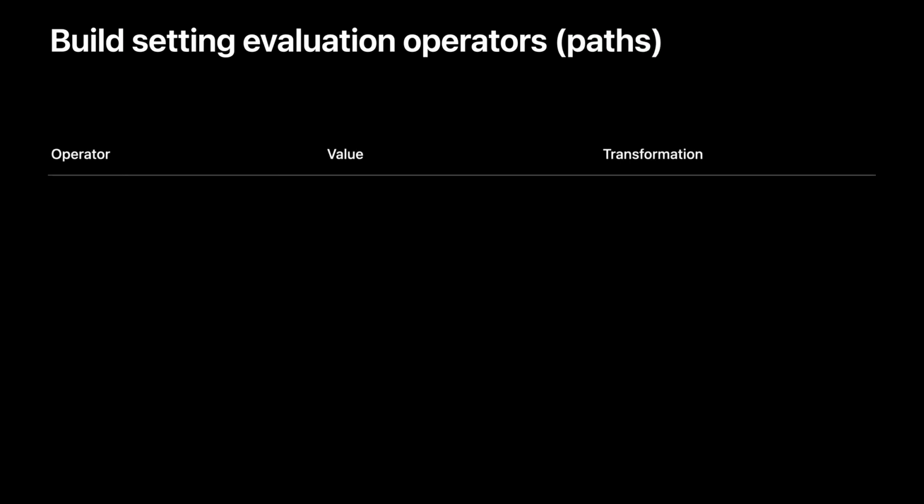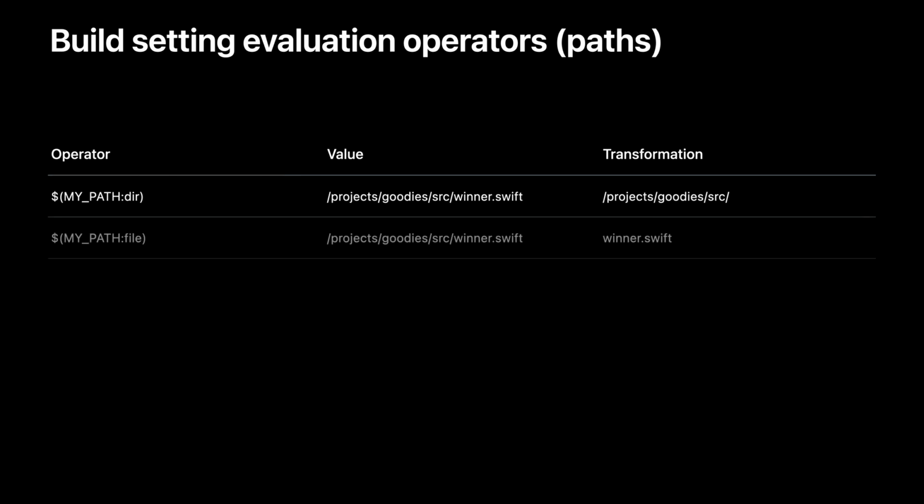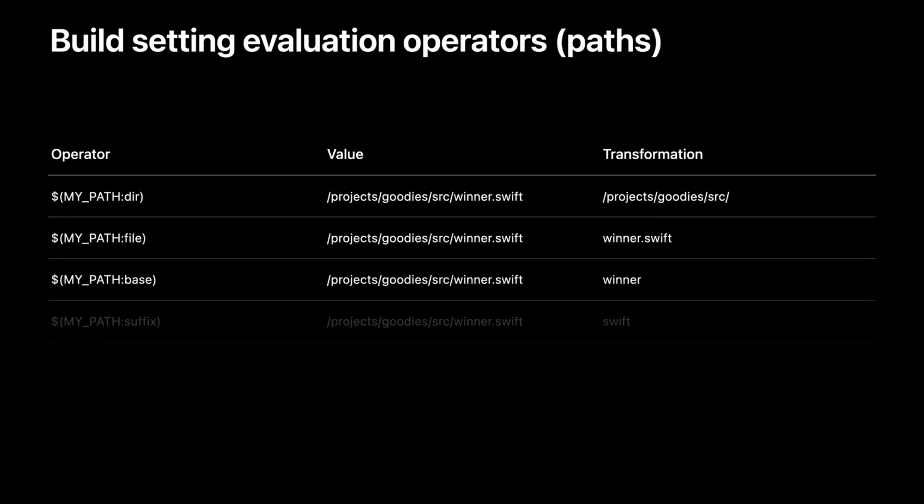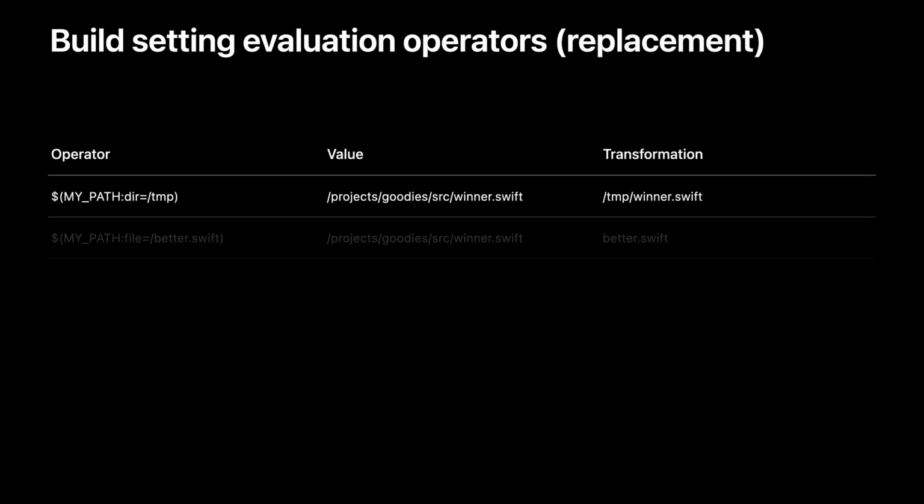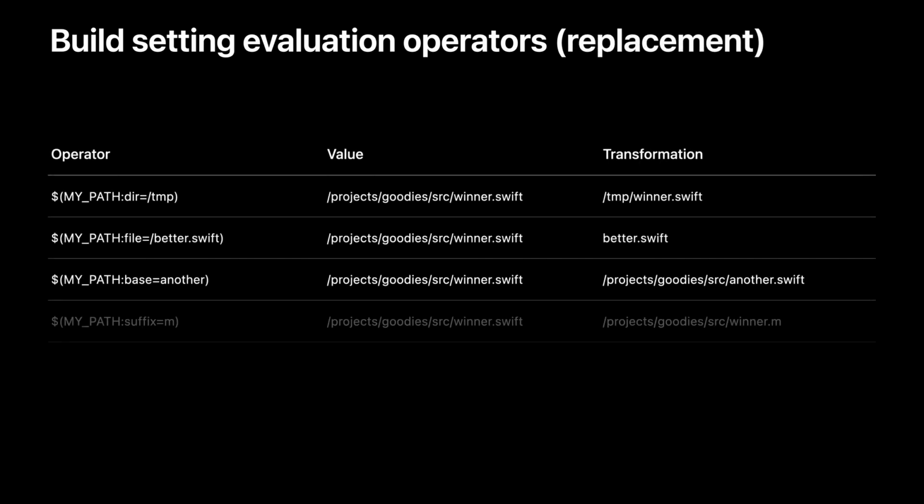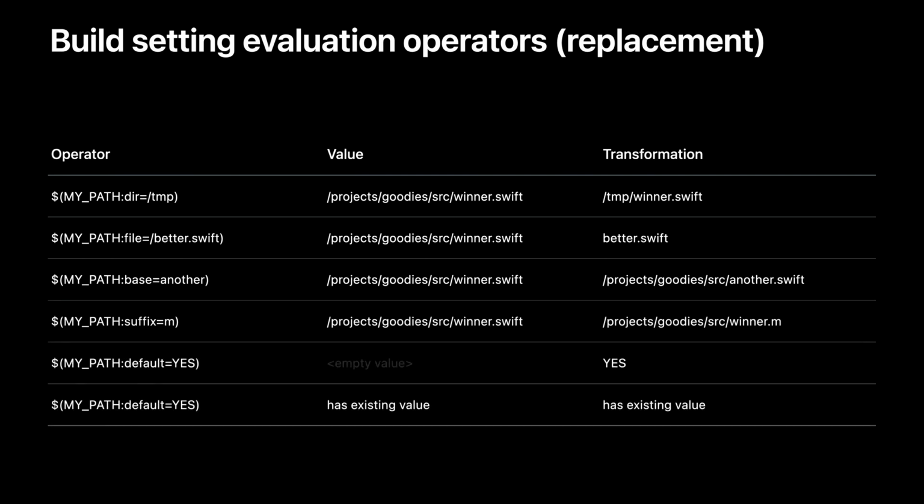We provide a set of path operators to get the directory, file name, base name, suffix, and standardized path. For each path operator, there is a replacement counterpart that allows you to replace part of a value. There's also a default operator, which provides the replacement value if the build setting is empty. Otherwise, it uses the existing value of the build setting.